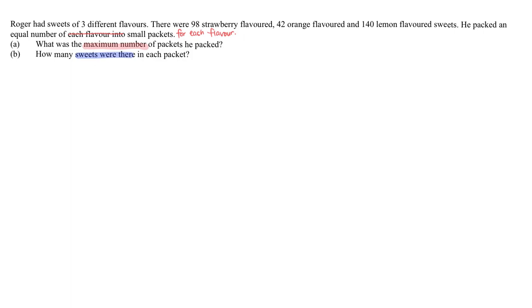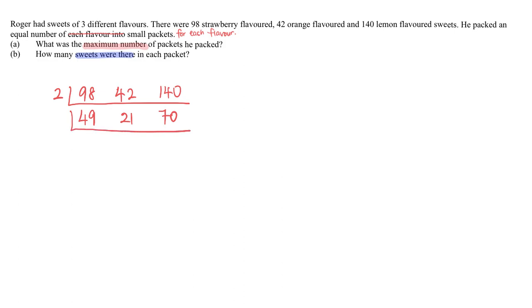So for this particular question, I will make use of the successive division method to find the highest common factor. I will be able to divide by 2, and that will give me 49, 21 and 70. And the next prime number that is common between the 3 numbers will be 7. And there are no more prime numbers that are common.